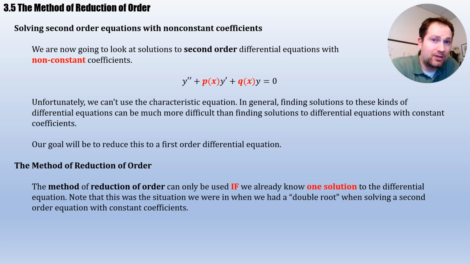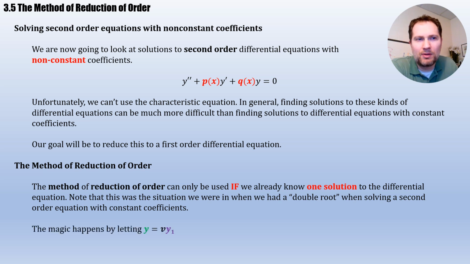If we know one solution, we're going to be able to use this method to reduce the order and find a second solution. We kind of skated over the details of this when we mentioned double roots on our first day of this chapter, when we were solving second order equations with constant coefficients. And now we're going to be able to justify that with more rigor.